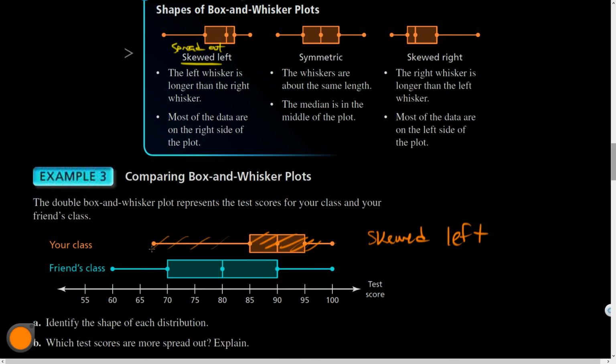And how about our friend's class? What do we identify the shape of it as? That one's symmetric, because it's kind of evenly distributed. The same number of kids are doing great as the number of kids that are not. It's kind of a mirror of itself.